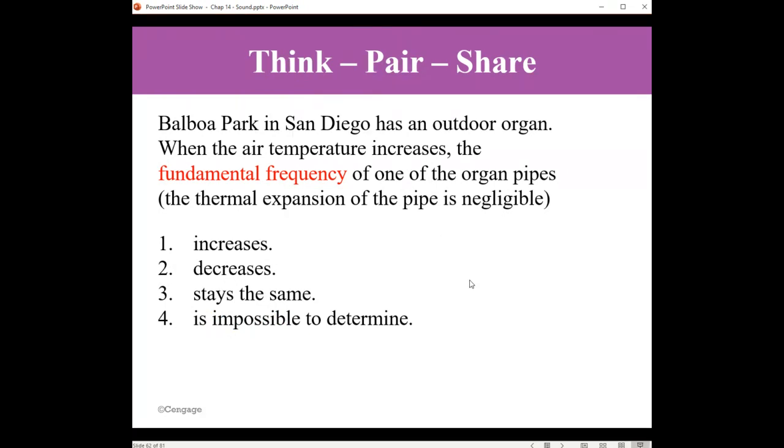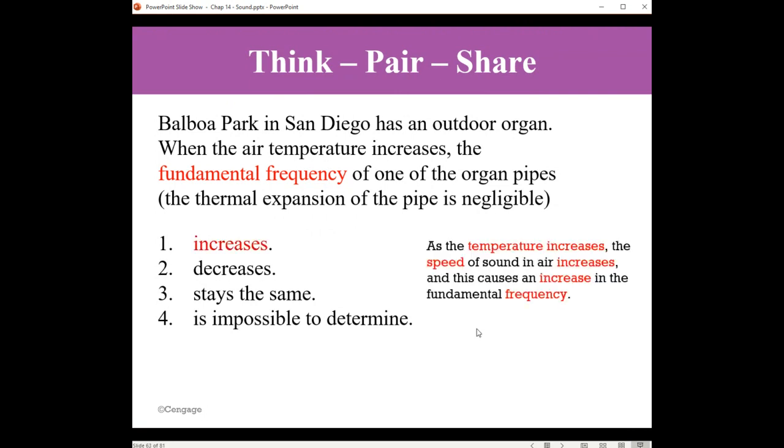We need only to consider the effect of the temperature increase on the speed of sound waves. As temperature gets higher, the speed of sound gets higher, and speed is equal to lambda multiplied by F. So this will result in an increase in the fundamental frequency because lambda will not change. Like L, we are told the pipe is not going to expand due to temperature changes. So the change in speed of sound will reflect on a change in frequency. If speed of sound is higher because of temperature, then the frequency is higher.